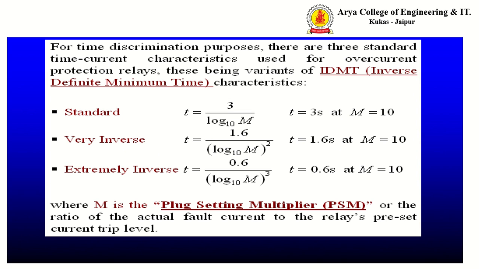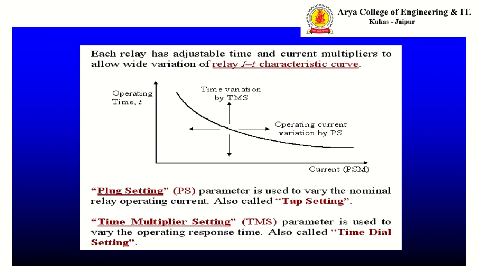And this m stands for the plug setting multiplier, or the ratio of the actual fault current to the relay's preset current trip value. Actually, the plug setting multiplier is an internal setting which is designed to be variable from the customer's point of view. As per their requirement, they can modify it or change the precision they require. Each relay has adjustable time and current multipliers to allow wide variations of relay response. This is the IDMT current versus time characteristic curve.